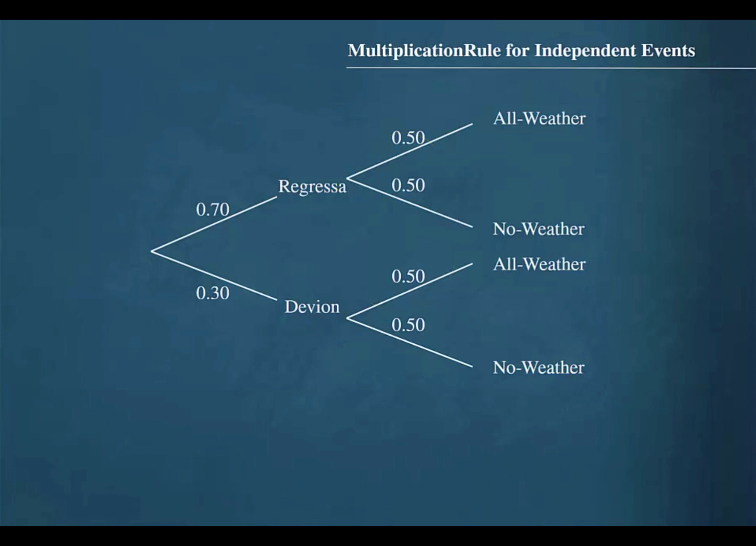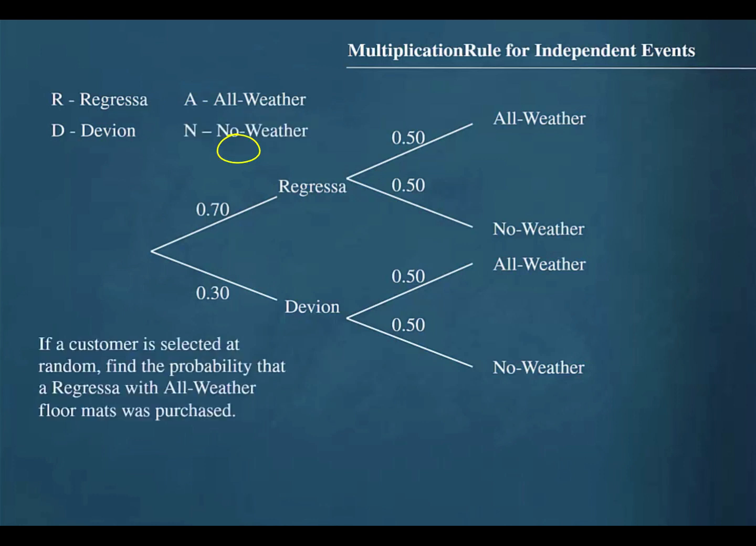Now, let's assign symbols to represent the events. This will simplify the process of expressing probabilities. We can let R represent the event that a Regressa is purchased, D can represent the event that a Devion is purchased, A can represent that the all-weather mats are chosen, and N that no-weather mats are chosen.